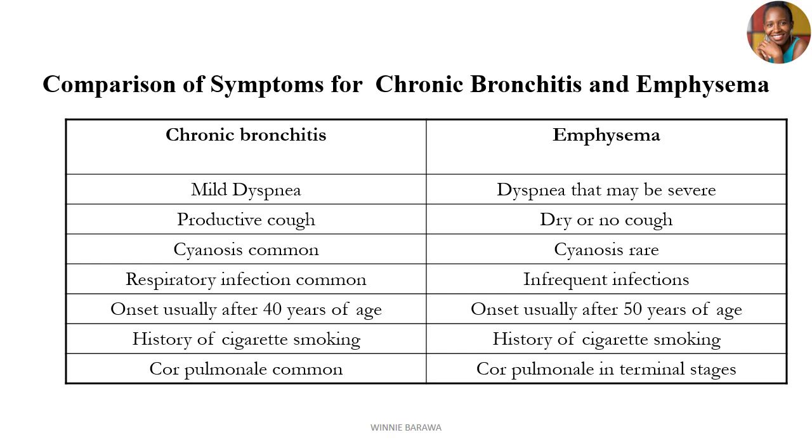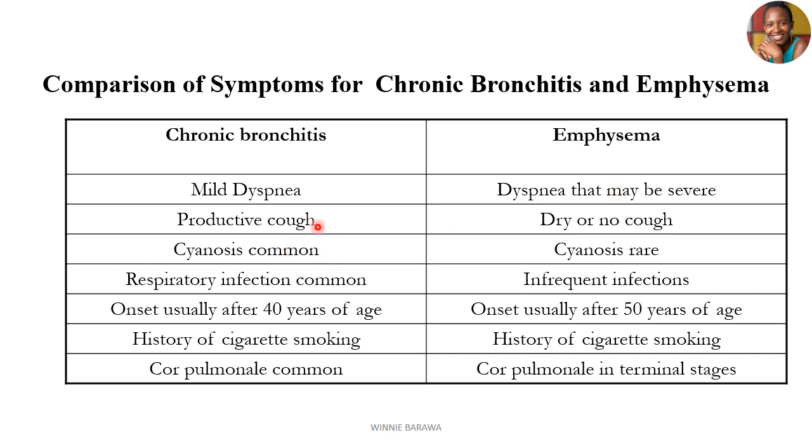So in this, we are comparing the symptoms between chronic bronchitis and emphysema. We have observed that chronic bronchitis is more about the inflammatory reactions happening in the lower respiratory tract, while in emphysema, we're talking about the destruction happening in the walls, involving the parenchyma and the alveolar walls. With chronic bronchitis, we normally say there's mild dyspnea here, but in emphysema, the dyspnea might be quite severe.